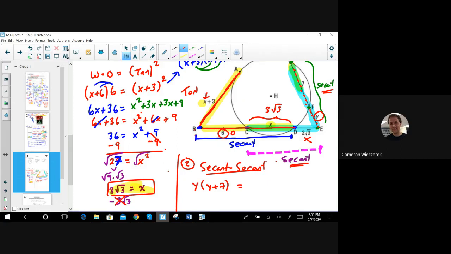Equals, now I'm looking at the part in pink. The whole thing, this is where you got to use a little bit of radical algebra. This piece is 2 rad 3, plus the piece we just found for x was 3 rad 3. When you add radicals, you add the outside coefficients, and then you leave the radical the same. You don't make that rad 6, you just leave it as a rad 3. So this would be 5 rad 3. That's the whole thing. And then the outside piece is just the part that goes from E to D, which was 2 rad 3.